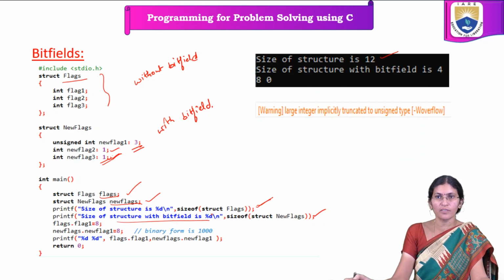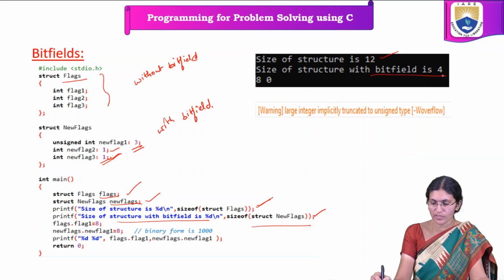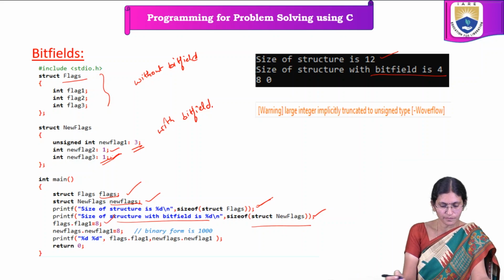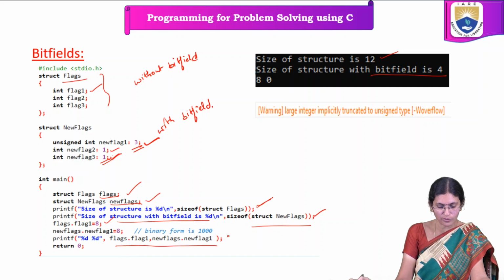Next is the size of the structure with bit field. When we determine the size of this structure where we have used bit fields, the size is 4. Now if you assign a value of 8 to this member of the structure, and the same value to this structure's member also, and print the values of these two members, you'll get the output as 8 and 0.